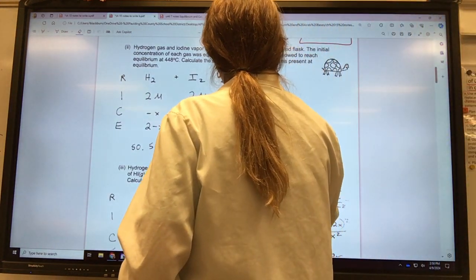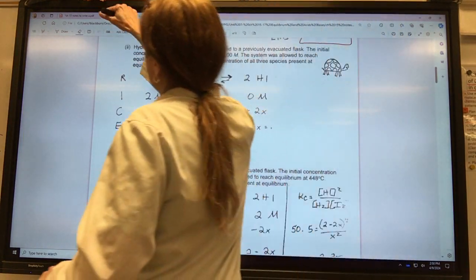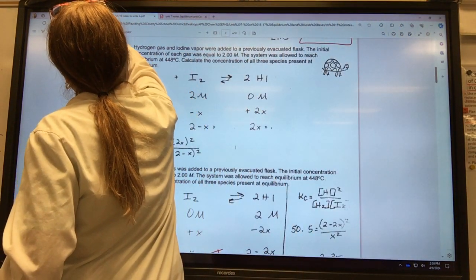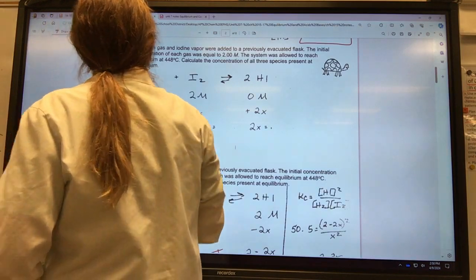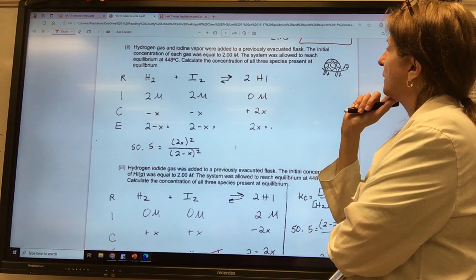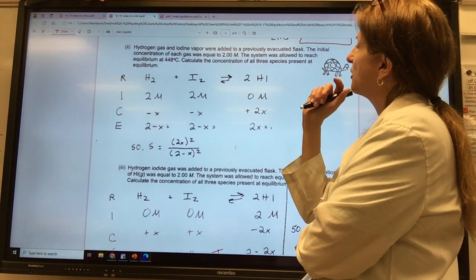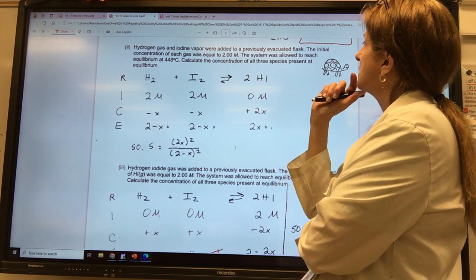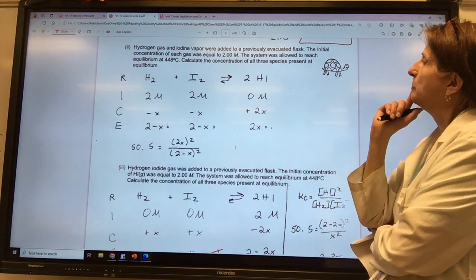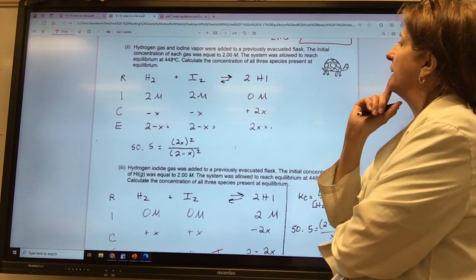Okay, so here is a problem that you would get on the AP test. Hydrogen gas and iodine vapor were added to a previously evacuated flask. The initial concentration of each gas was equal to 2. The system was allowed to reach equilibrium. Calculate the concentration of all 3 species present at equilibrium.